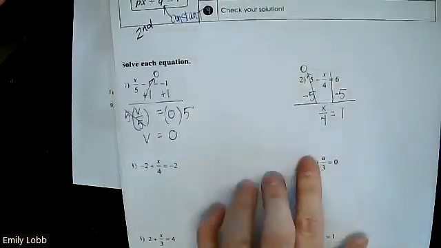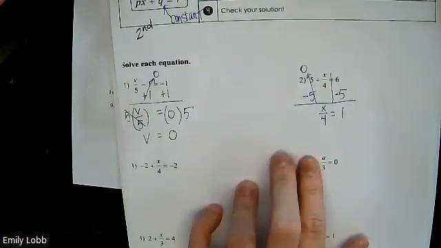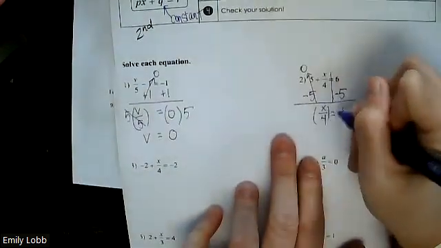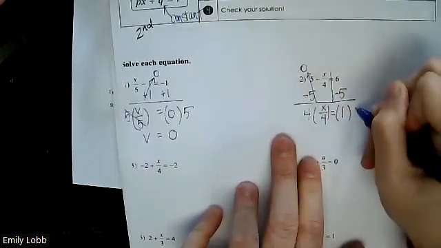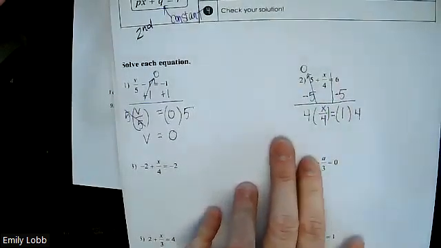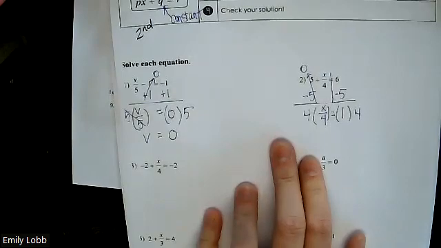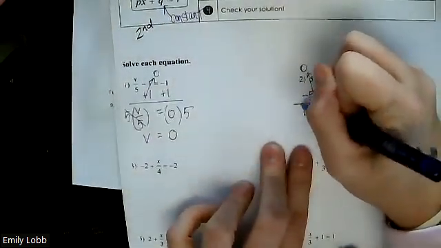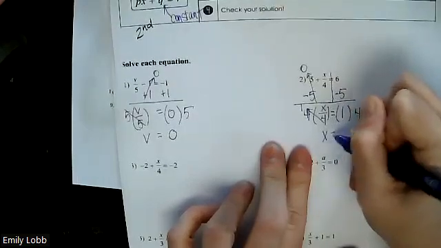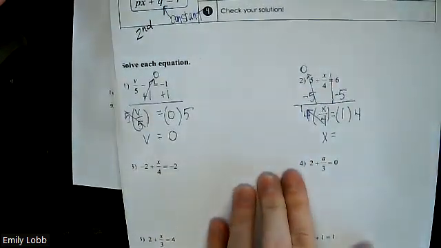How do I undo dividing by 4? Multiply by 4. So I'm putting parentheses around everything to show that I'm multiplying both sides by 4. 4 divided by 4 is 1. So I have 1x equals, what's 1 times 4?